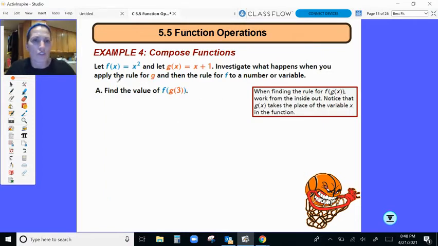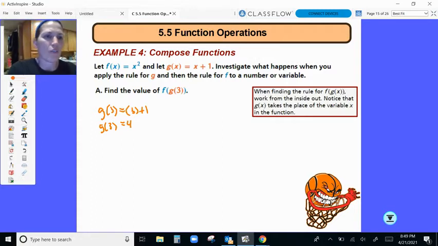So if we let f of x equal x squared and g of x equal x plus 1, investigate what happens when you apply the rule for g and then the rule for f for a number. The number is actually quite easy. All you're going to do is say, okay, what's g of 3? g of 3 is equal to, with my function x plus 1, 3 plus 1. So that's going to be 4. So g of 3 equals 4.